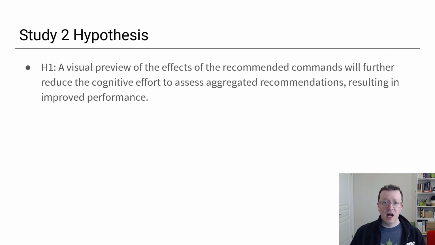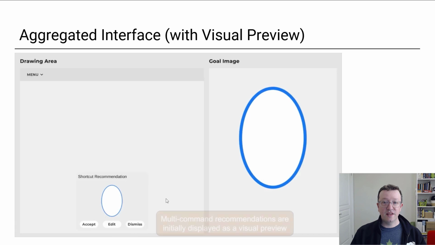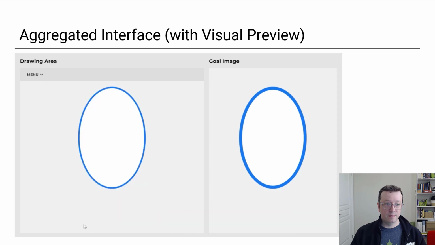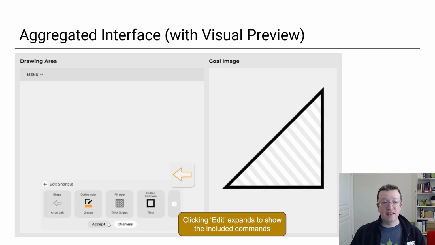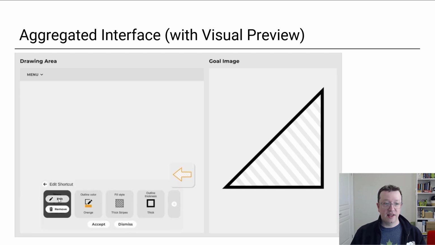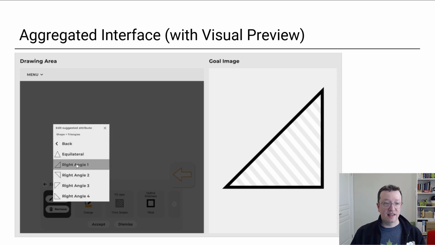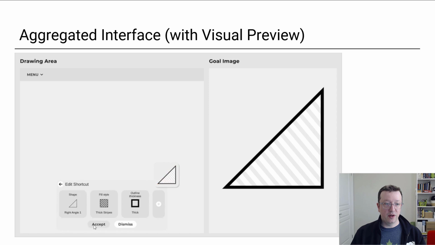Stating what I just said more clearly, our hypothesis was that a visual preview of the effects of recommended commands would further reduce the cognitive effort to assess aggregated recommendations, resulting in improved performance. To test this, we modified the aggregated interface so it starts with a visual preview that you can see here. See another example in a second. You have this visual preview, but clicking edit expands it out to something very similar to the aggregated interface from study 1, except it has this updating visual preview in the top right.